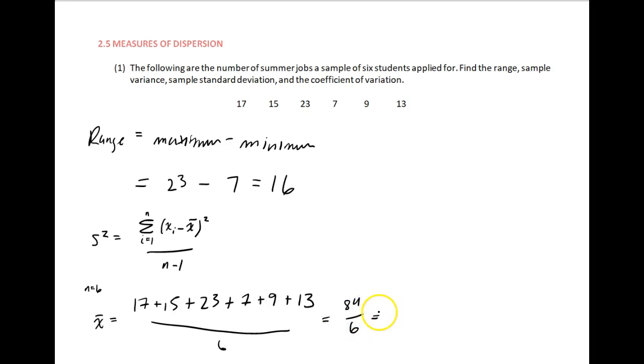And that's divided by 6. And so then that is 14. Okay? So that's that. So now we know what x bar is. So now we can kind of expand this formula out.